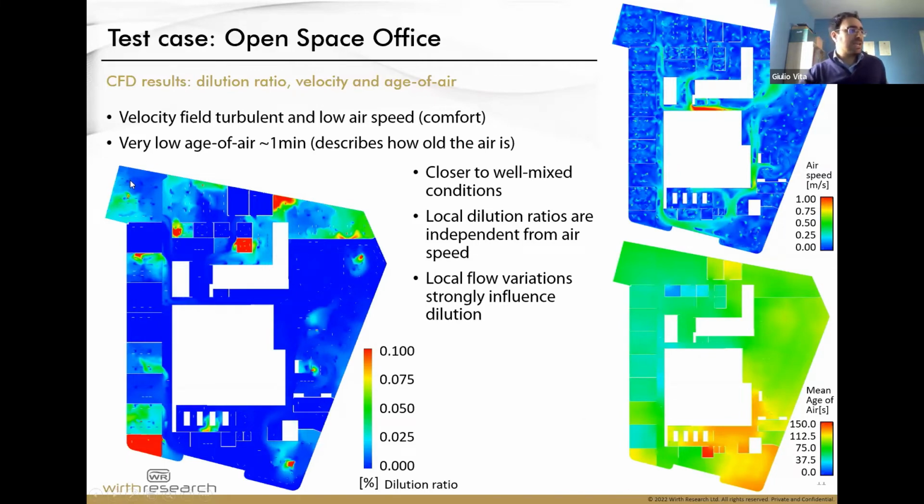And this is kind of the same with the dilution ratio. The dilution ratio is very different with very similar air conditions. This is extremely interesting because it means that the dilution ratio is not immediately explainable with the airspeed, but we know that if we modify the flow pattern, we're able to modify the dilution ratio.